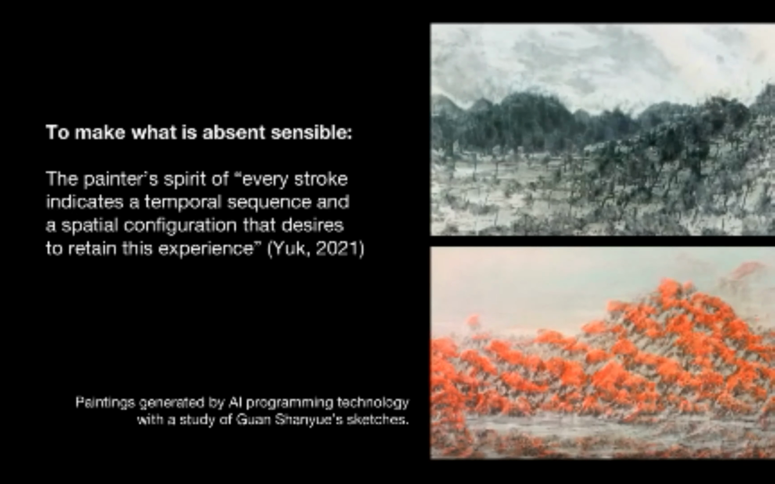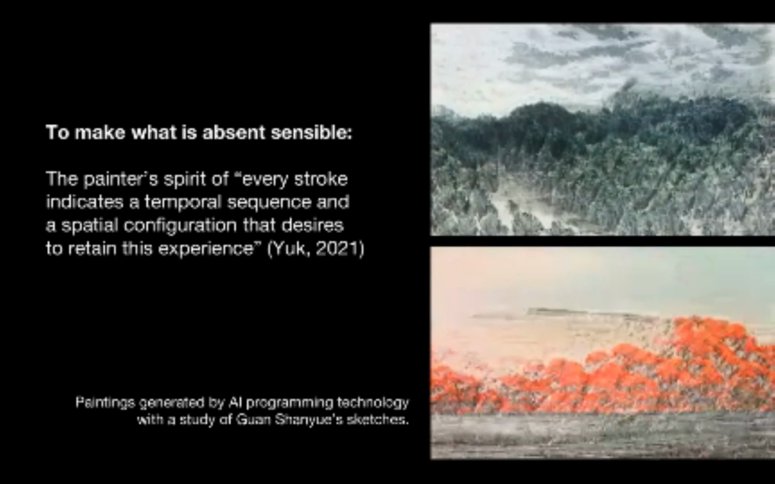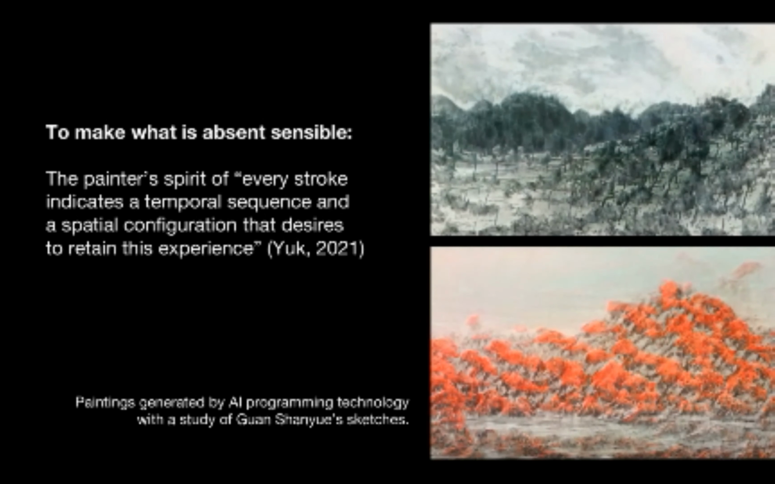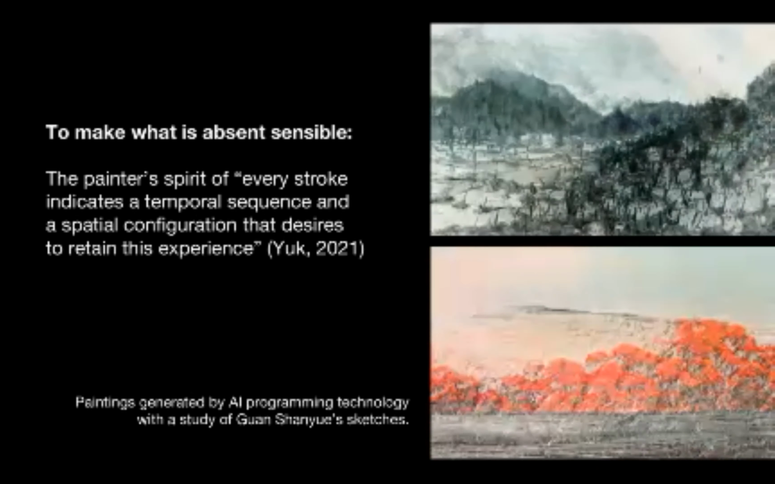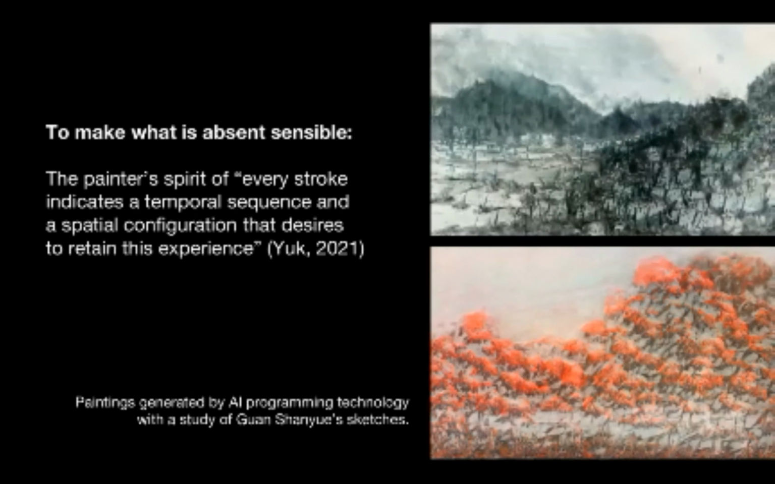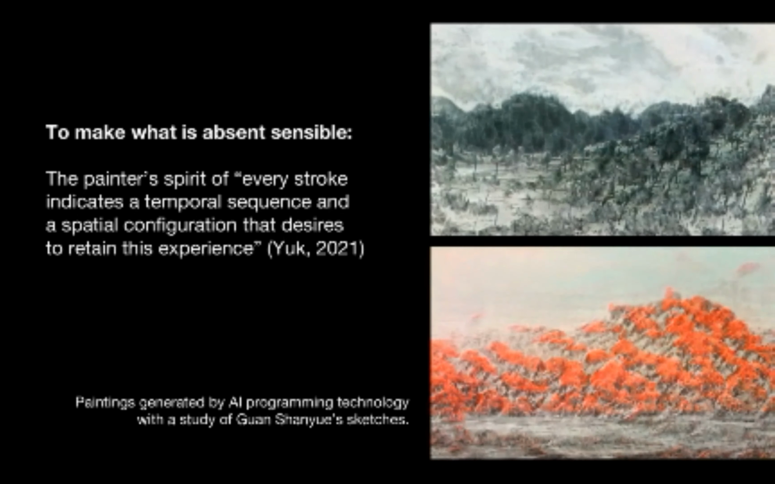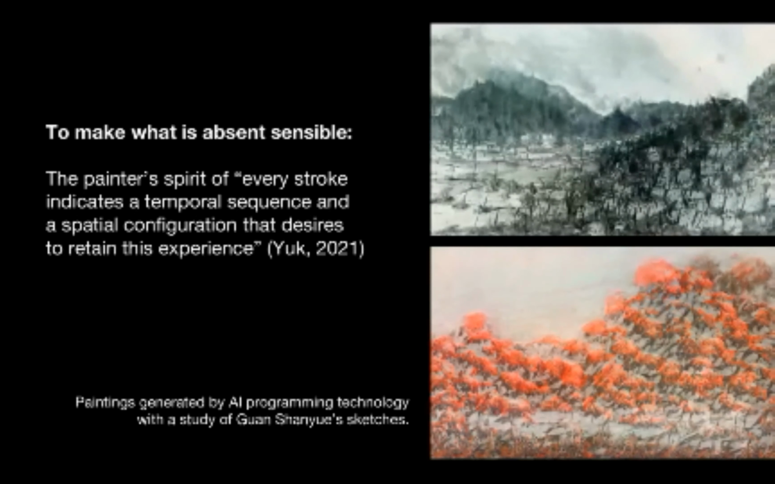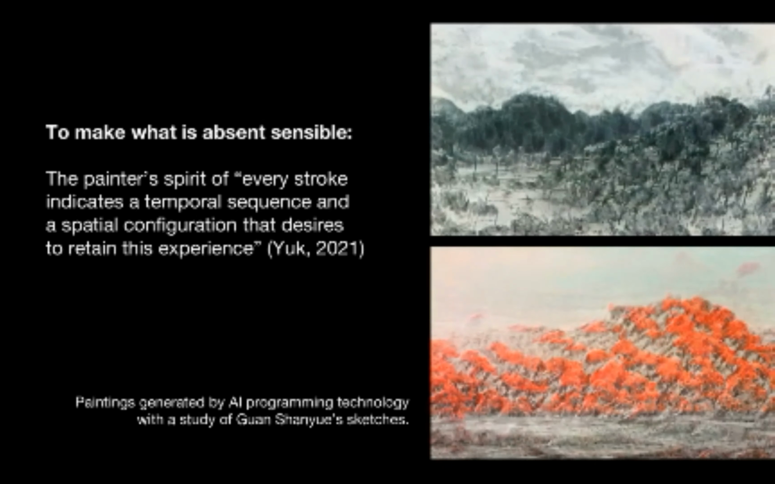As Professor Yuk suggests, the painting's experience of every stroke indicates a temporary sequence and a spatial configuration that desires to retain this experience. So that is to make what is absent sensible.